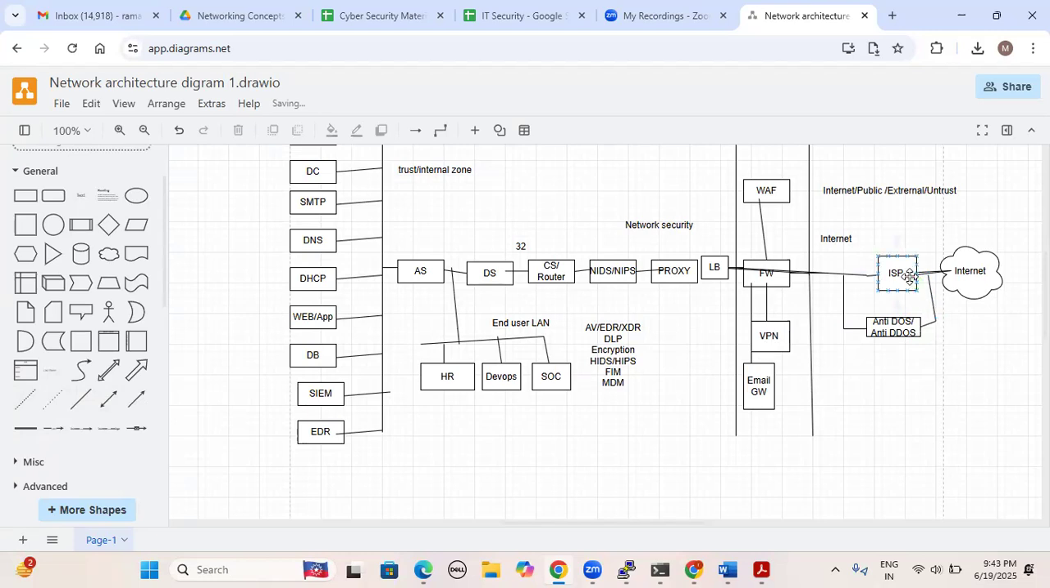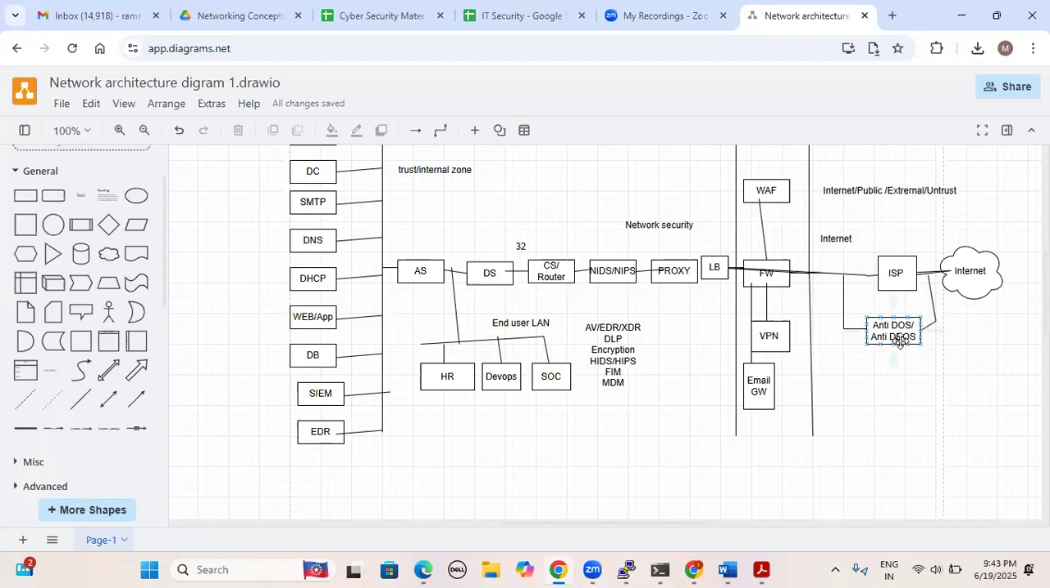So now, in parallel to the ISP router, we have to deploy an anti-DoS and anti-DDoS tool. Whatever traffic is going to the ISP router, the same traffic will go to our anti-DoS and anti-DDoS solutions. A couple of monitoring tools we do have, based on signatures, machine learning, or artificial intelligence.